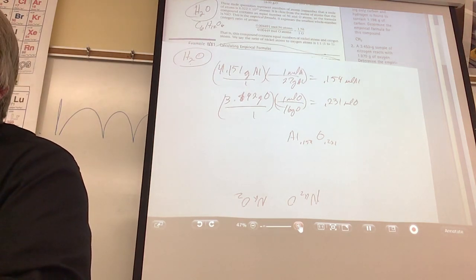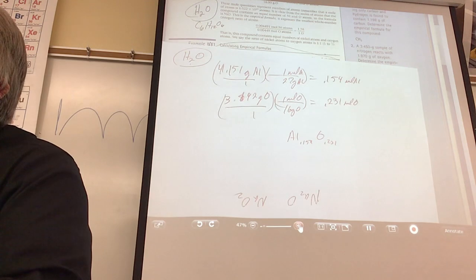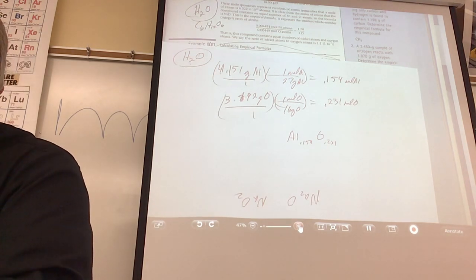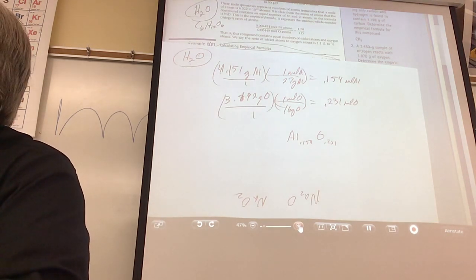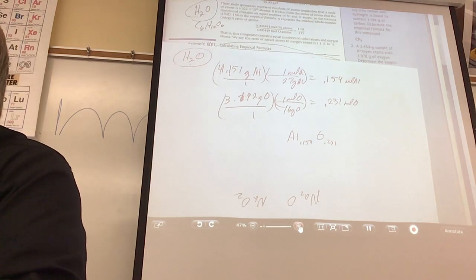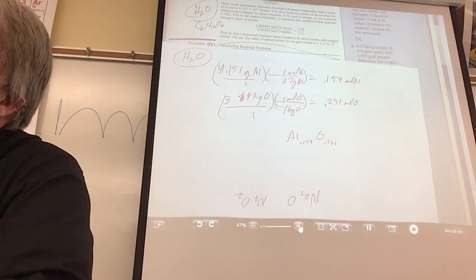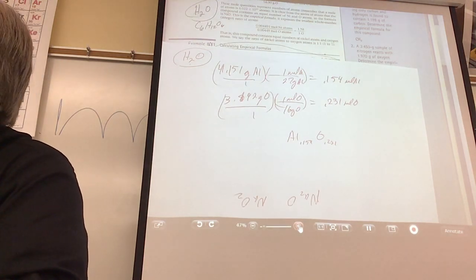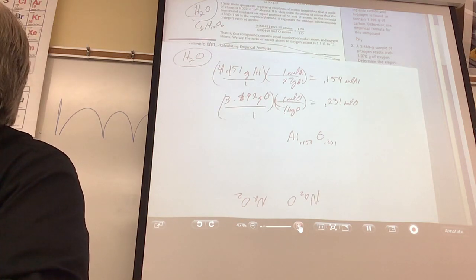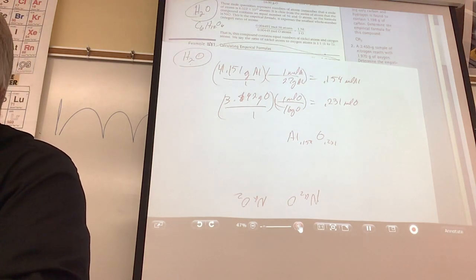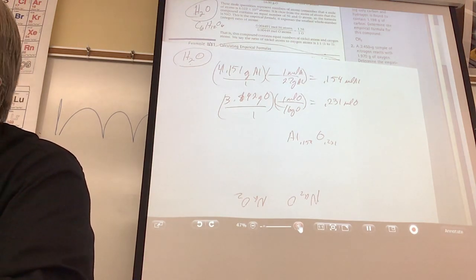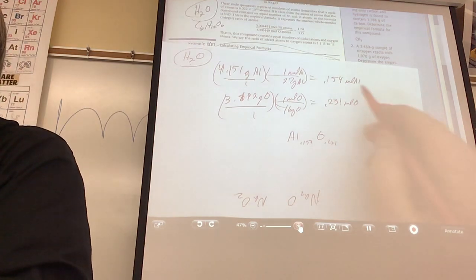So I'm going to show you a trick. This is a math trick, okay? If you have some ugly looking numbers and you're trying to find the lowest whole number ratio to make them not look so ugly, there's a little trick. What you do is you divide by the smallest. Divide both of them by the smaller. All right, watch now. Which one's smaller?